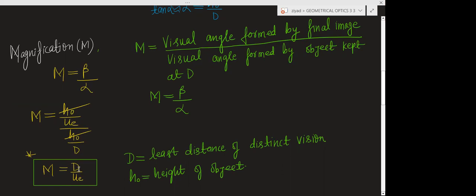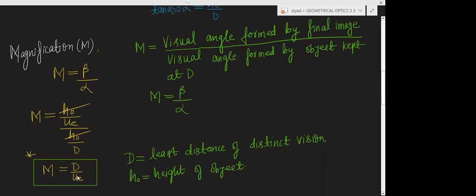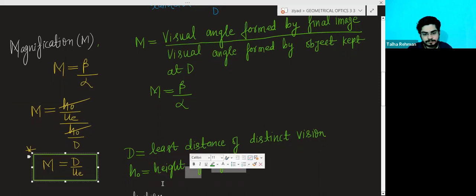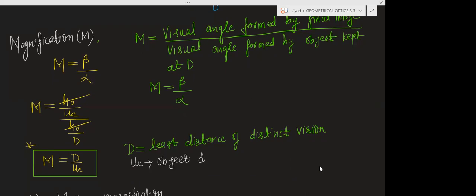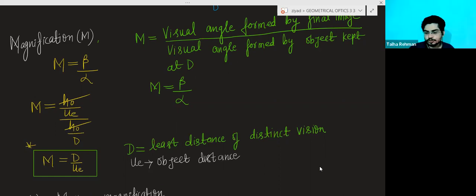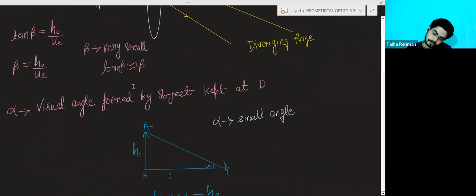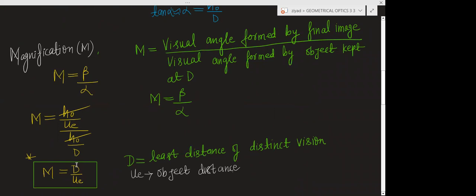What is D? D is the least distance of distinct vision, which is equal to 25 centimeter for a normal human eye. U E is not the height of the object. H O is the height of the object, but we have U E. So U E is the object distance. You can see this distance is U E distance. So what is the magnification we got? D divided by U E. D is 25 centimeter, and U E is the object distance in the simple microscope.